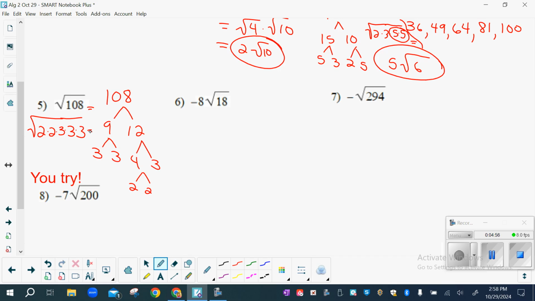So do we have any pairs? Yeah, we have a pair of 2s and a pair of 3s. So a 2 goes on the outside and a 3. Both the twins are dead though. Yep, that's right. So then this would be 6 square root of 3.